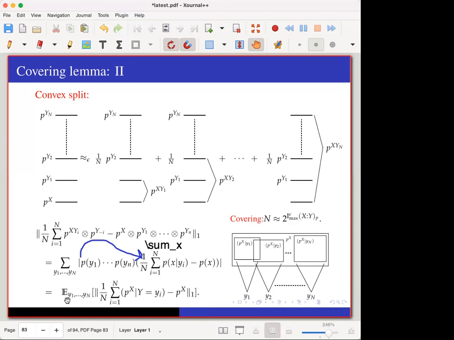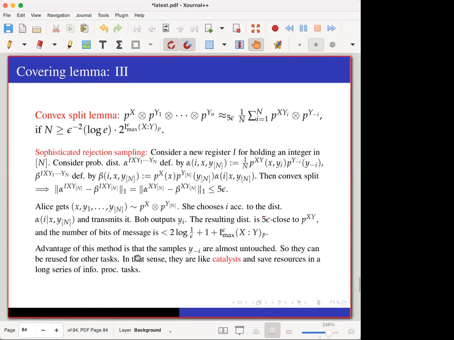Any questions about what the statements of convex fit versus the statements of covering lemma are? This is a picture to keep in mind. Doubts? Okay, let's go. Now let's start proving the convex fit lemma. This is the statement we want to prove. But before that, let us finish the picture.